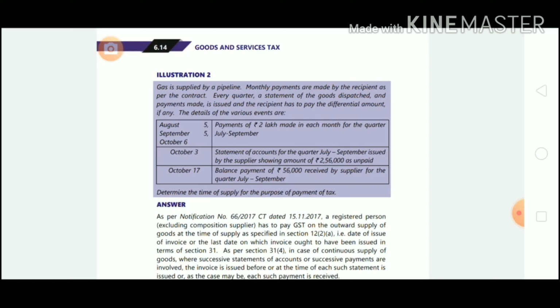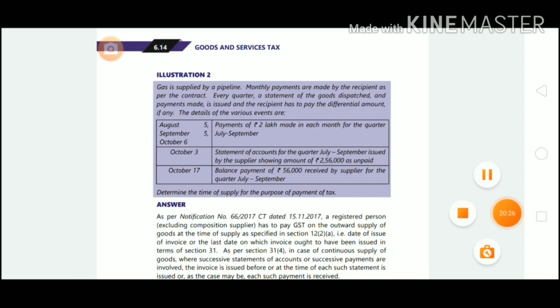In these 3 days, payment of 2 lakhs made in each month for the quarter July to September. Then on October 3, statement of accounts for quarter July to September issued by the supplier showing amount of 2,56,000 as unpaid. On October 17, balance payment of 56,000 received by supplier for the quarter July to September. Why are they saying balance 56,000? We'll discuss. Let's complete the question. Determine the time of supply for the purpose of payment of tax.